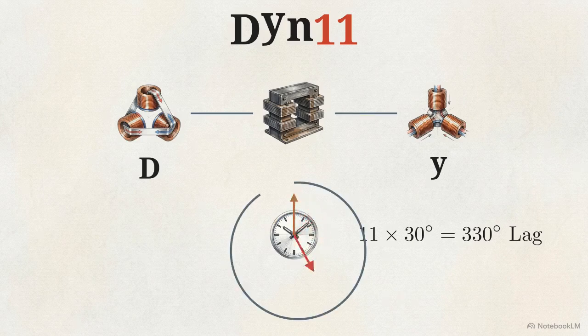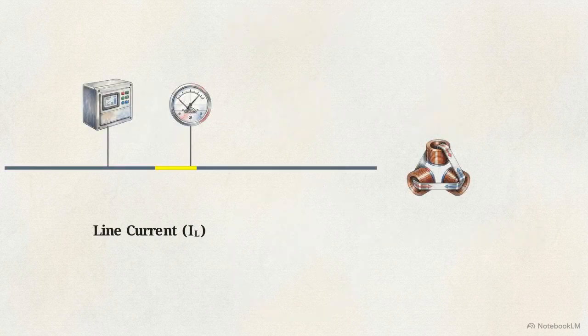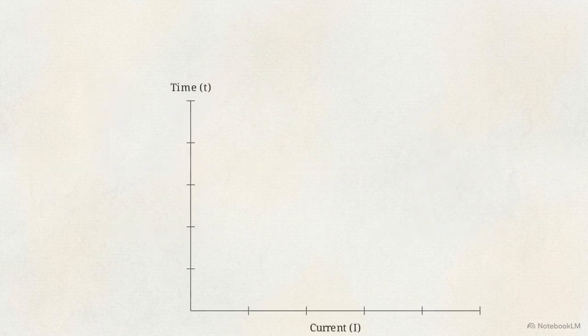Multiply 11 by 30 degrees. The secondary voltage lags by 330 degrees. ANSI curves track internal winding current, but relays monitor the external line. In delta configurations, line current splits entering the coils, meaning measurements mismatch.